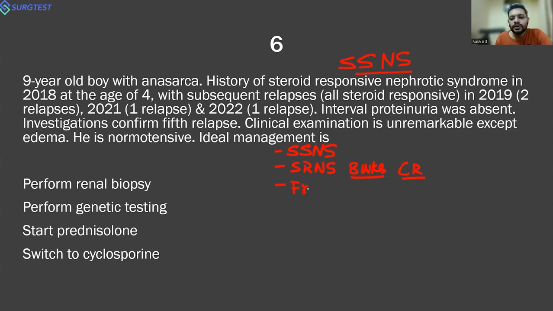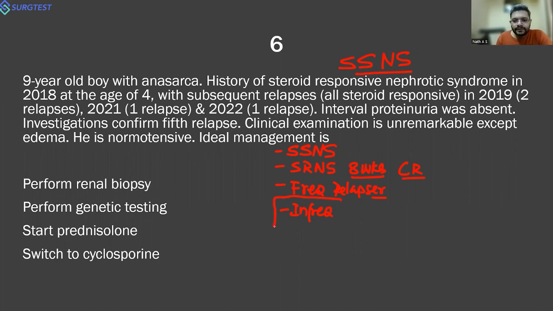Then you have to know two terms called frequent relapser and infrequent relapser. Two terminologies that I want you to remember. So frequent relapser means they have 2 or more relapses within 6 months of disease onset, or 4 or more within 1 year. Okay, simple. 2 or more in 6 months, or 4 or more in 1 year. That is a frequent relapser. So this patient is an infrequent relapser, though he has relapsed almost every year. Relapse in 19, in 21, in 22, but he is an infrequent relapser.